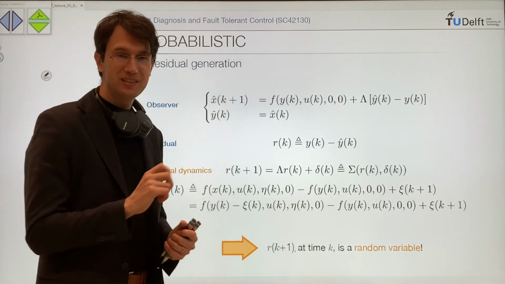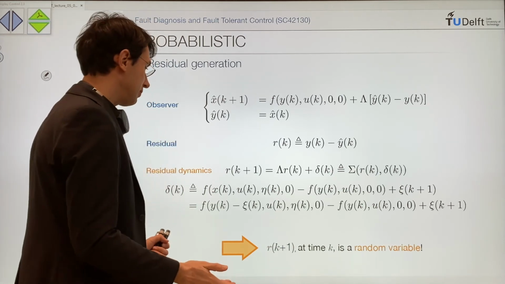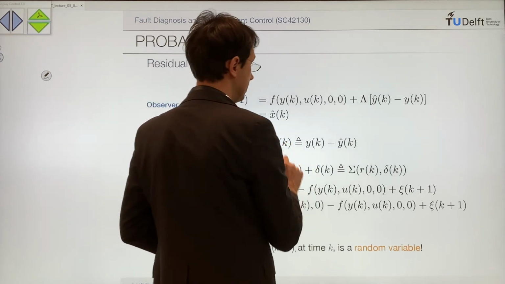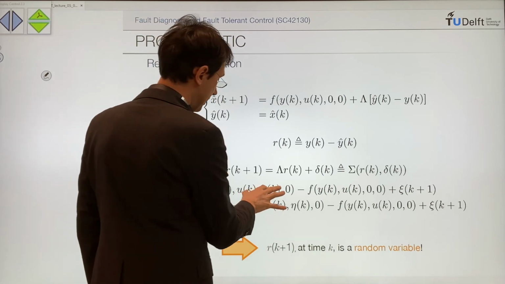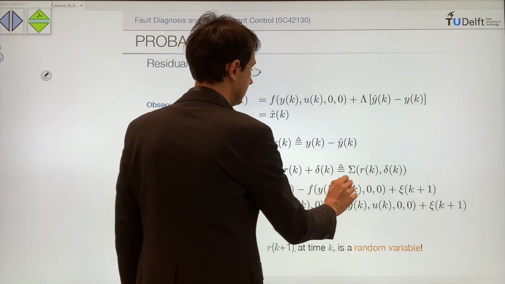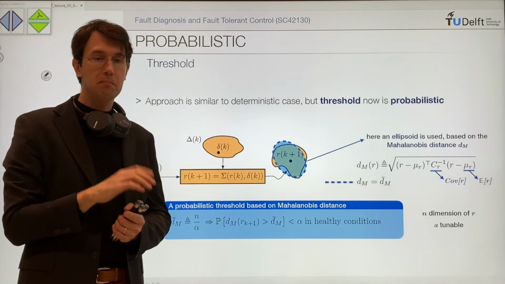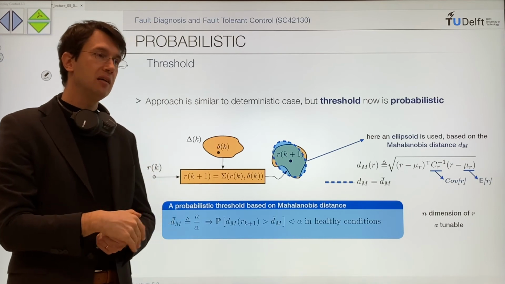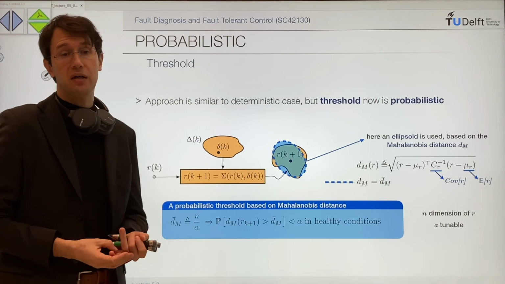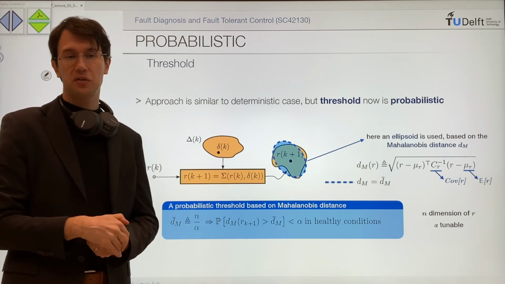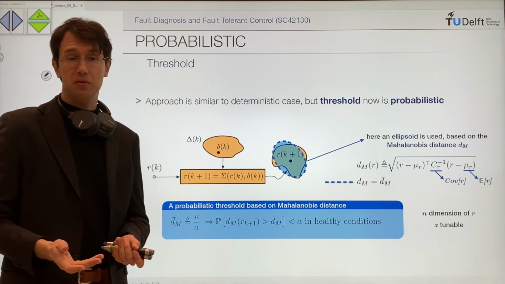Now, anyway, R is going to be a random variable because it depends on delta, which is a random variable on the same probability space as eta and psi. So how can we now bound R, now that R is a random variable? Well, actually, we already know how to do that, because this is what we did in the lecture about change detection algorithms when we introduced the probabilistic approaches.